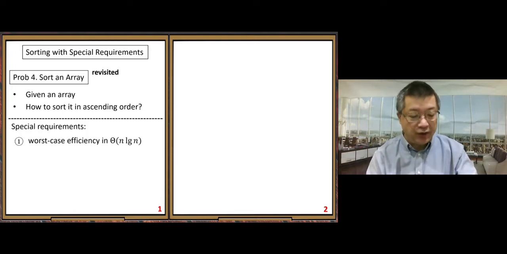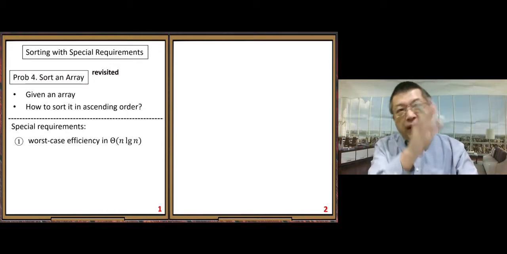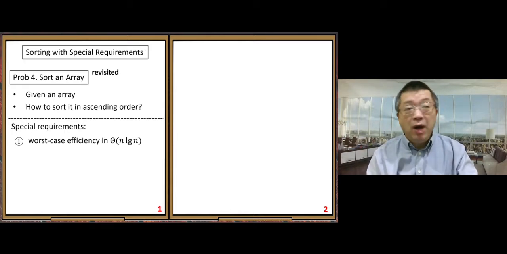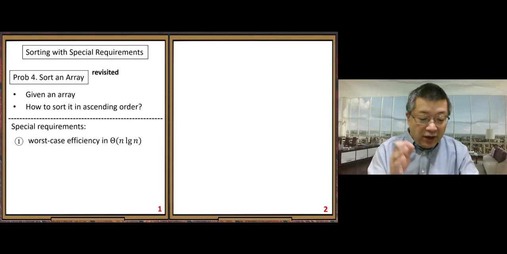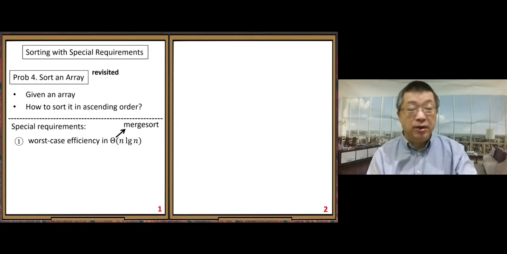These special requirements. First, worst case efficiency should be in big theta of n log n. You can see this requirement will eliminate quicksort. Quicksort is not in this category. Insertion sort can be eliminated. So only merge sort satisfies this requirement. Merge sort has this property.